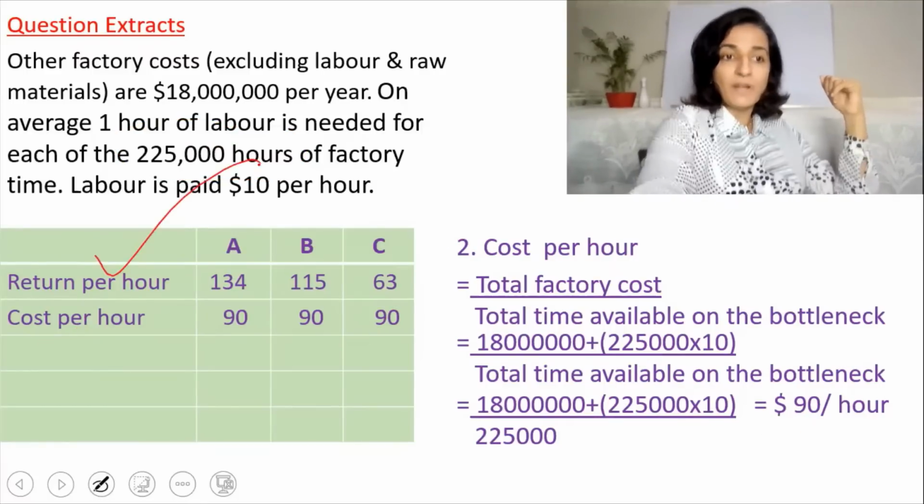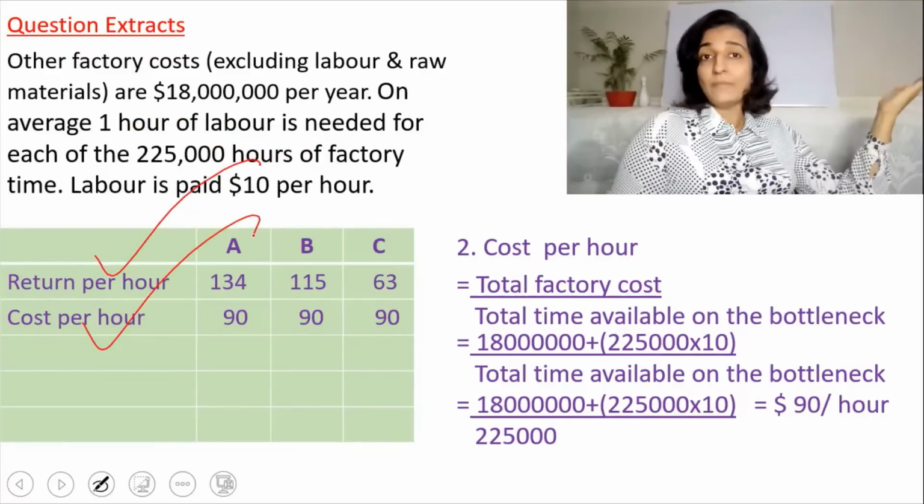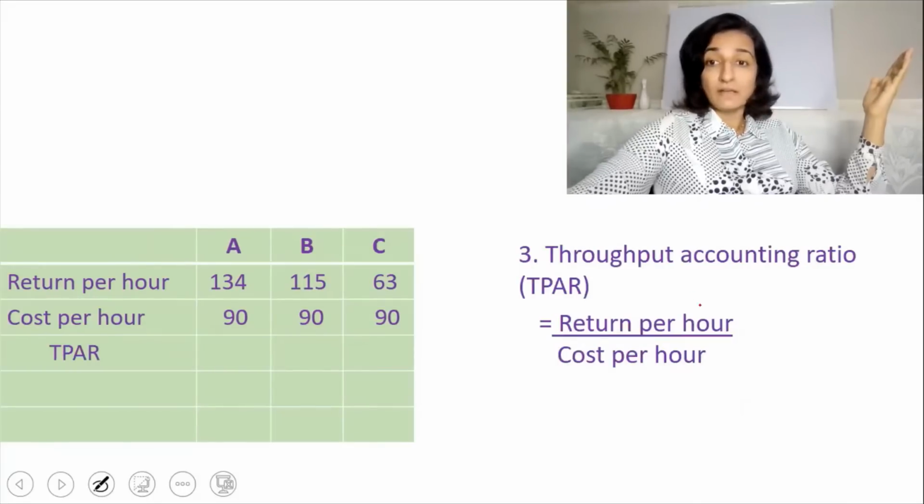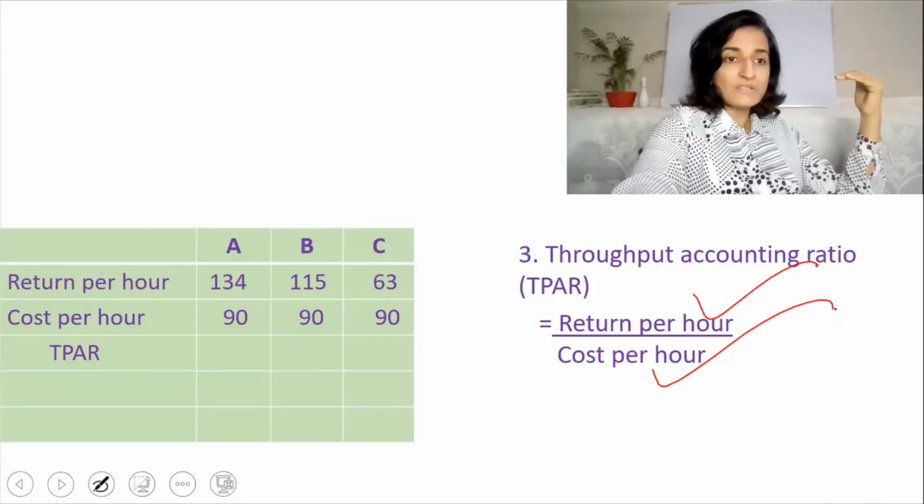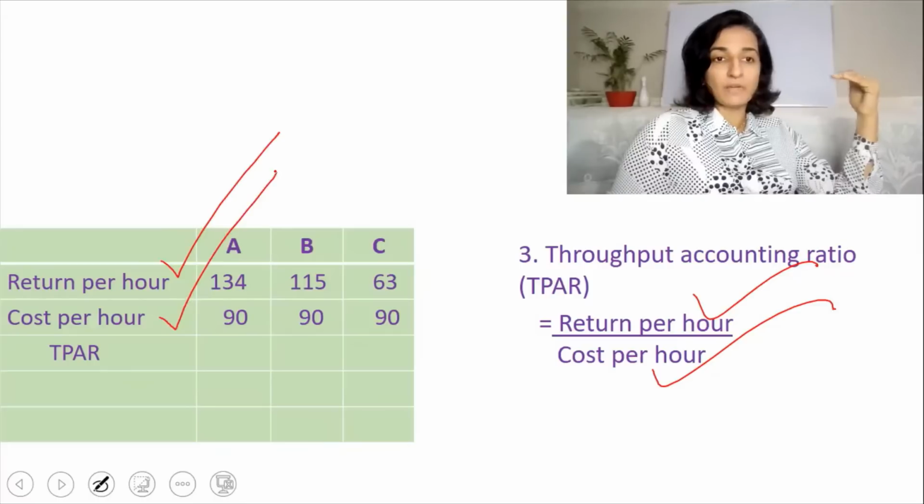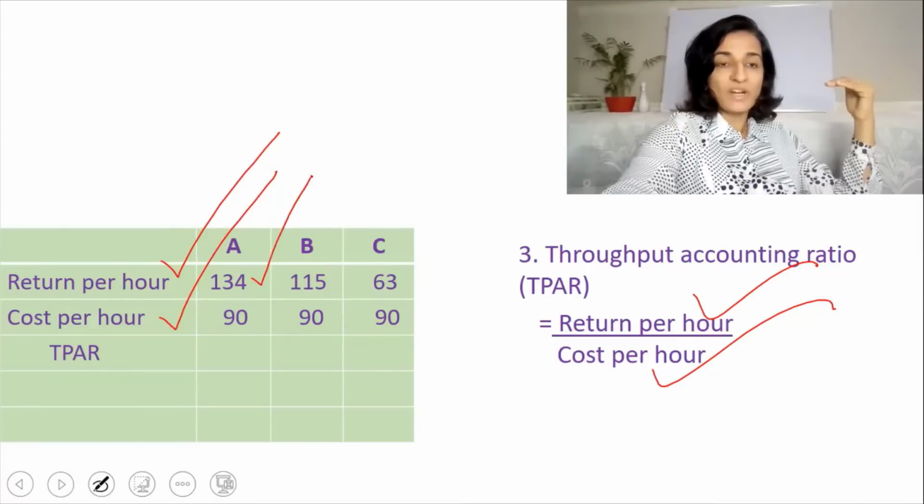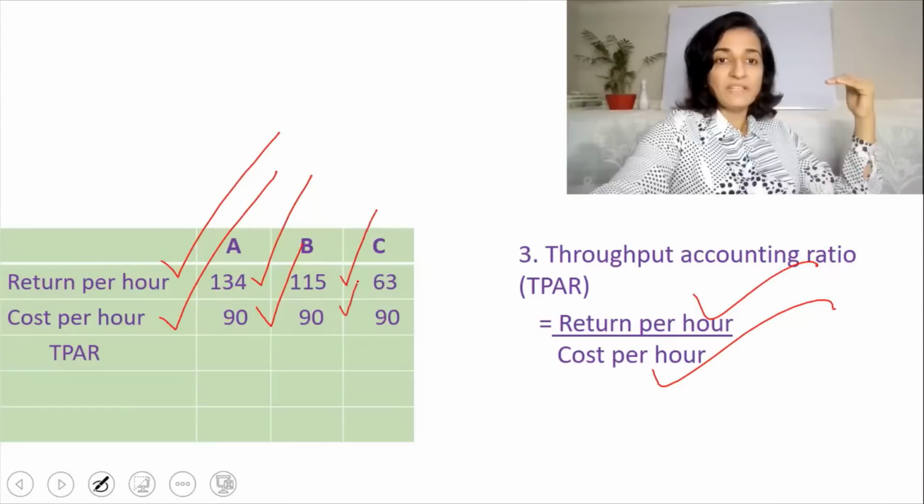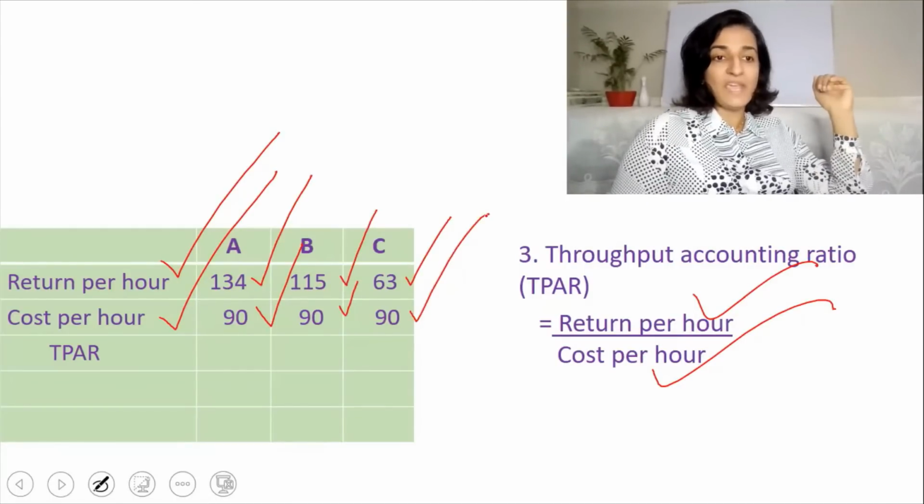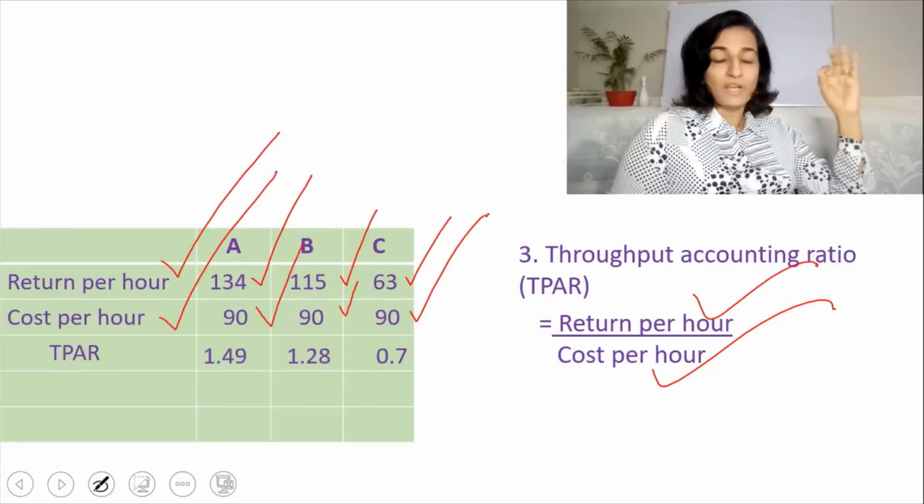So we have the return per hour and the cost per hour. And what was TPAR? TPAR is return per hour divided by cost per hour. So all that we have to do is divide the return per hour by the cost per hour. So for product A, it is 134 divided by 90. For product B, 115 by 90. And product C, 63 by 90. So we get the TPAR as 1.49, 1.28, and 0.7 for A, B, and C.